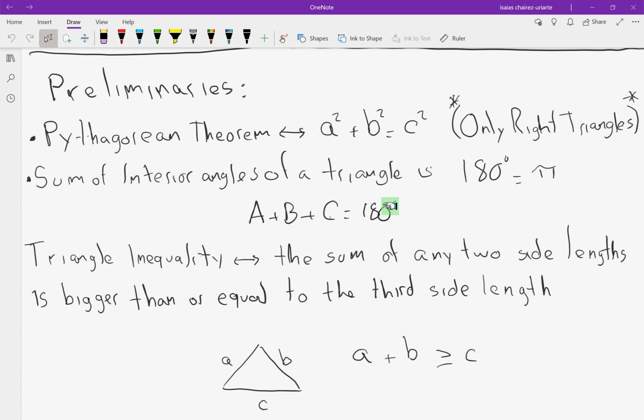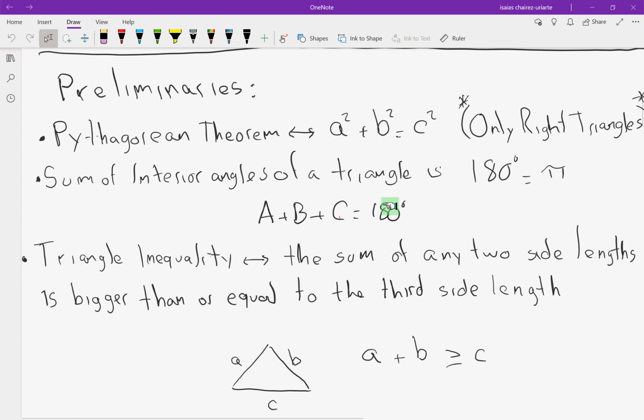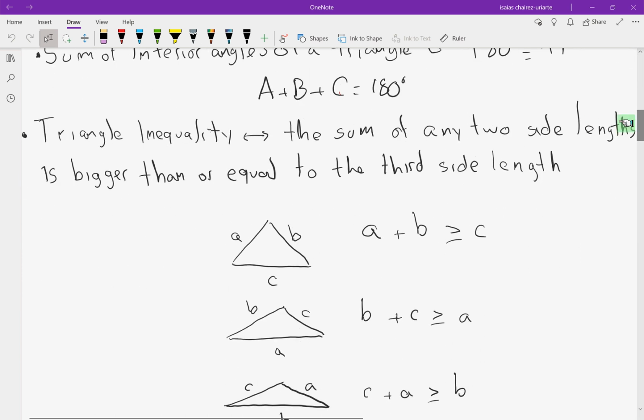All right, another thing that we're going to need about triangles is called the triangle inequality. What the triangle inequality says is that the sum of any two side lengths is bigger than or equal to the third side length. That might not be so obvious, but think about it for a little bit. The sum of side length a plus side length b should be bigger than or equal to side length c.